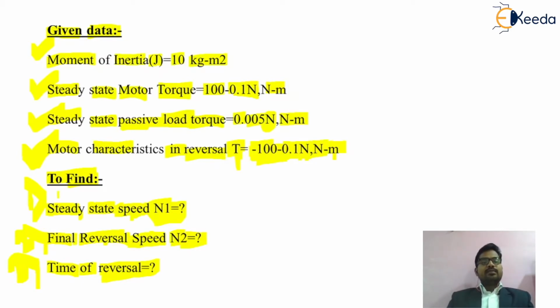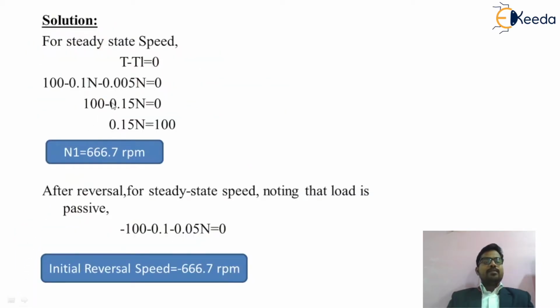So friends, we will start to solve the problem. In the next step, we find the solution of your problem. For the solution, first of all we use the fundamental torque equation. For the steady state speed, the fundamental formula is that the motor torque is equal to the load torque. So we get the fundamental equation Tm minus TL is equal to 0.